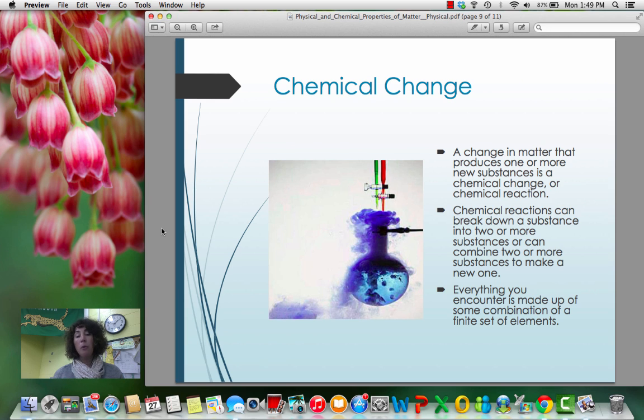But a change in matter that produces one or more new substances is a chemical change, and that happens through a chemical reaction. Now, chemical reactions can break down a substance into two or more substances, or we can actually use a reaction to combine substances to make a new one. Everything you encounter in the world around us is made up of some kind of combination of elements. And it could be that those elements have possibly formed compounds as a result of a chemical reaction, or maybe have been broken down from something larger.